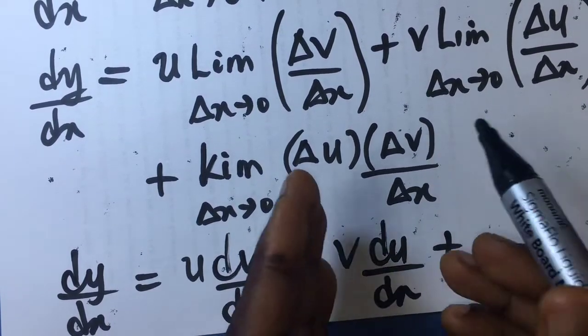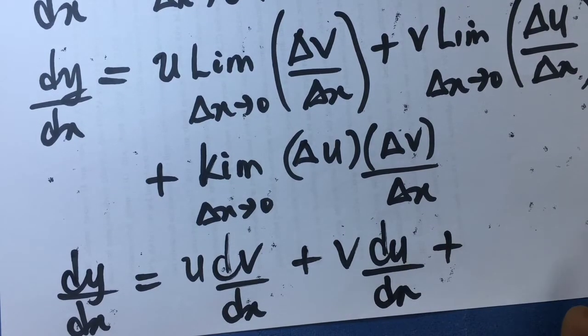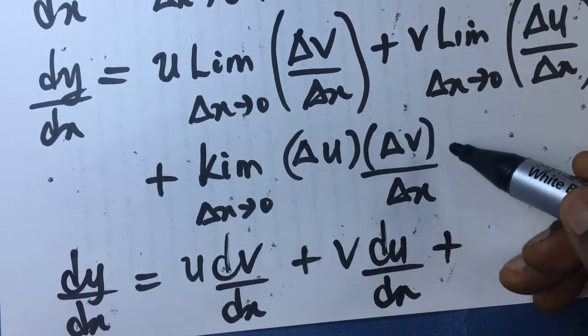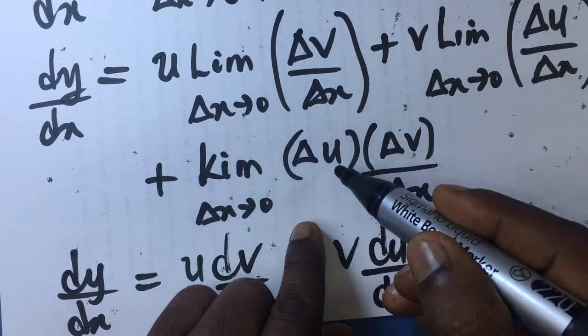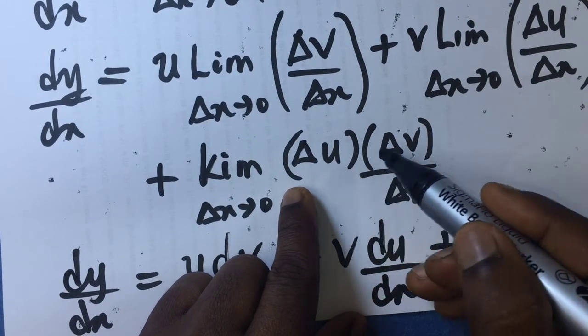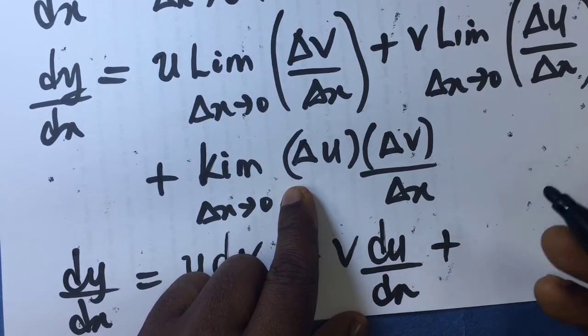And take note, in this case, changing v over changing x will be seen to be the gradient function, meaning that the limit of this, although it will give you dv dx, when it multiplies the limit of this, which will give you 0, it will be 0 times dv dx, and that will give you 0.